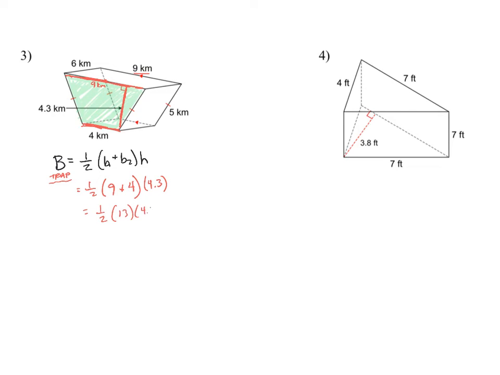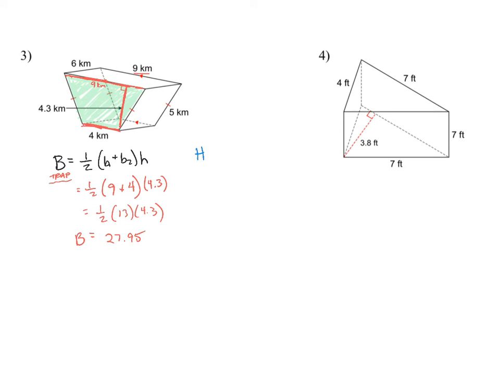Yeah, I'm going to go to my calculator. And I'm going to say 0.5 times 13 times 4.3. And I got 27.95 for my big B. Not done. I need my H.